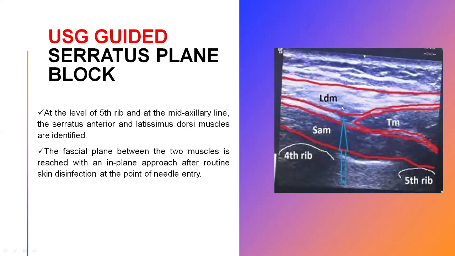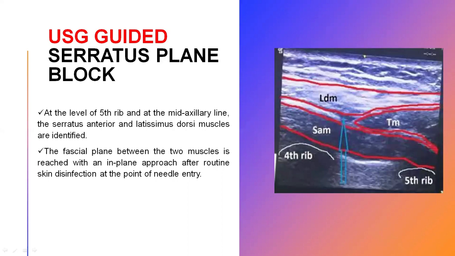Here I am showing the ultrasound-guided anatomy. This is the latissimus dorsi muscle. This is the serratus anterior muscle. Between these two muscles, there is a fascial sheath and the artery. Here we will block the nerve. It will block the serratus anterior nerve or long thoracic nerve, and the volume can make this block longer.